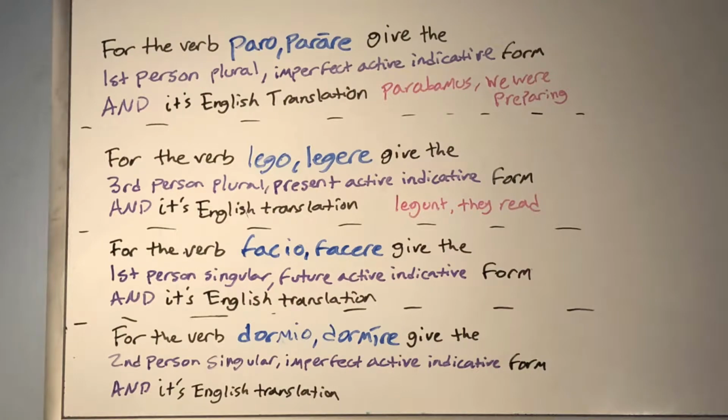For the verb lego, legere, give the third person plural present active indicative form and its English translation. So, lego, legere, this verb means to read. So we're looking for the present tense. So now that we know what the tense is, what conjugation is lego? Lego is third conjugation, as we see with the short e, re, infinitive.